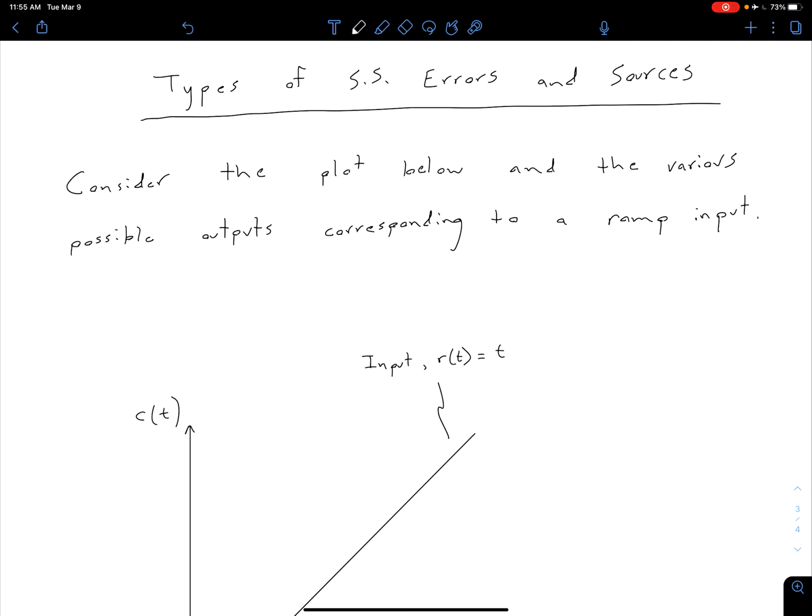In this video, we're going to just take a qualitative look at what some of the different types of steady state error look like, and also briefly discuss some of the common sources of steady state error. So we're going to start by looking at a plot, and on this plot we're going to show different possible outputs for one input, particularly our ramp input.